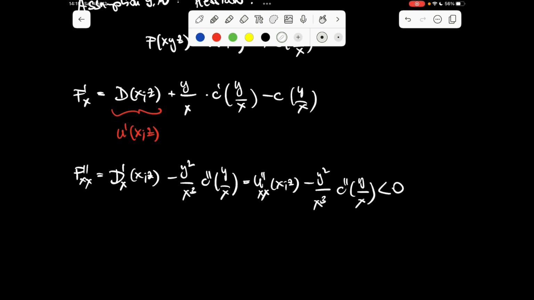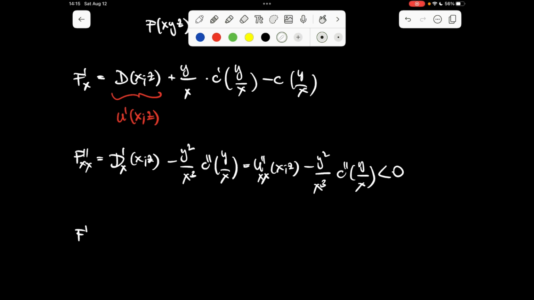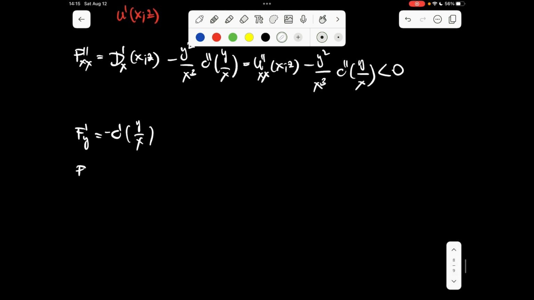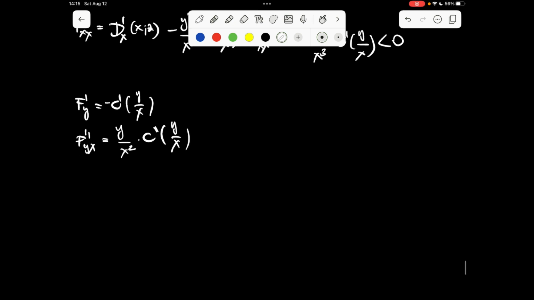This is negative, for sure. If we differentiate the function with respect to y, we have this function, from which it follows that the second partial derivative is, yes, I think it's correct. Okay.